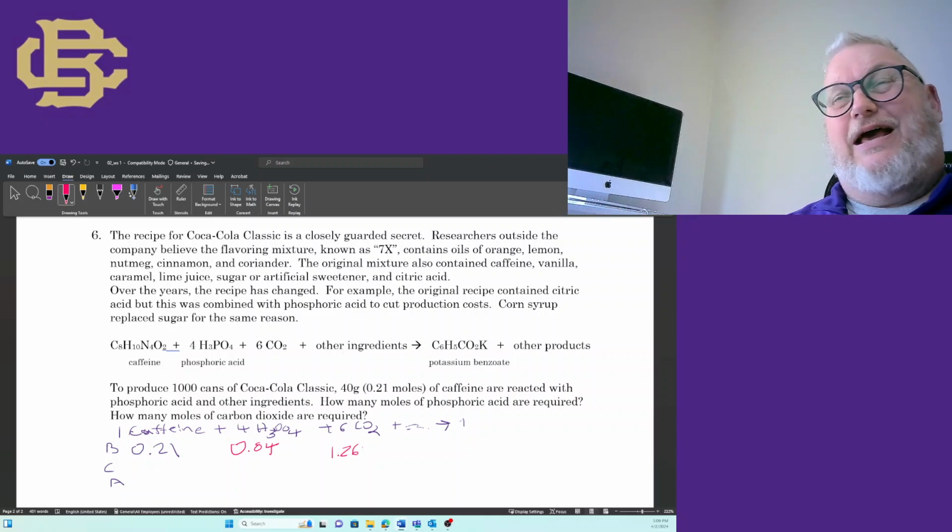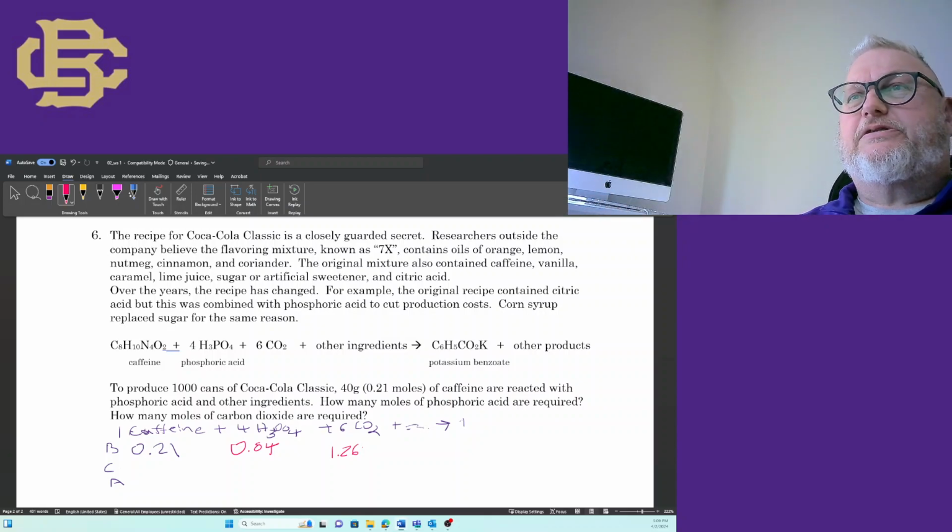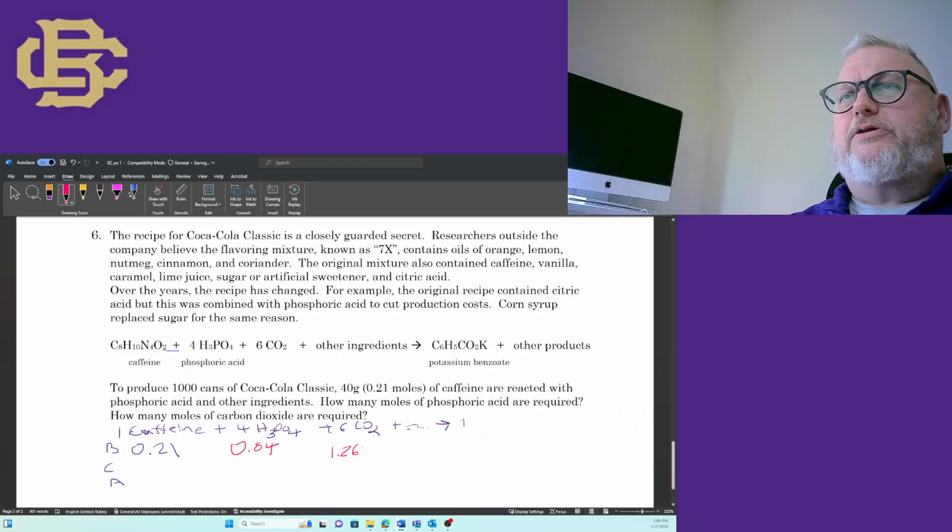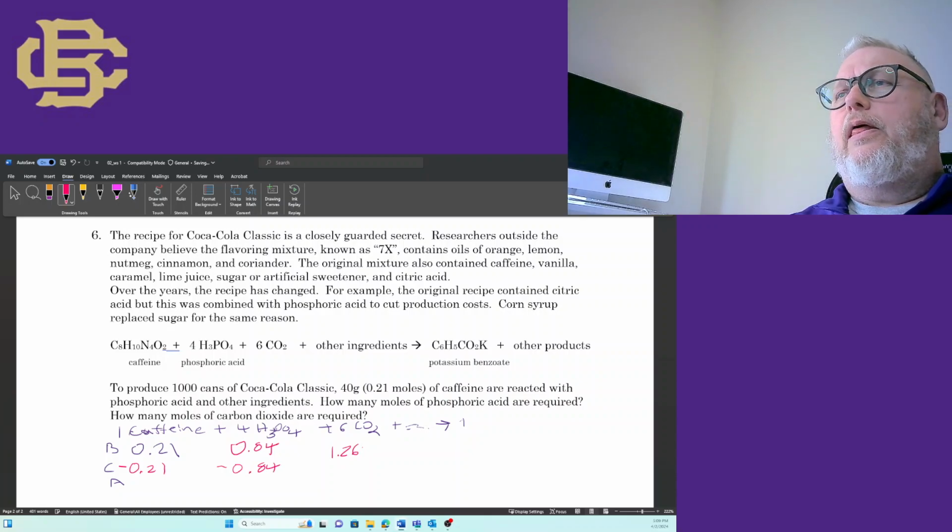Seems like a hard problem. It really isn't. Actually, it's probably one of the easier ones on the sheets. So how do we change it? Once we make our Coca-Cola syrup, the caffeine is going to go down to 0.21, the phosphoric acid is going to go down 0.84, and the carbon dioxide is going to go down 1.26.